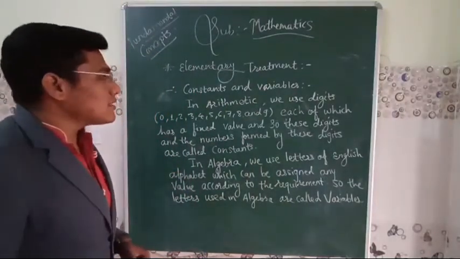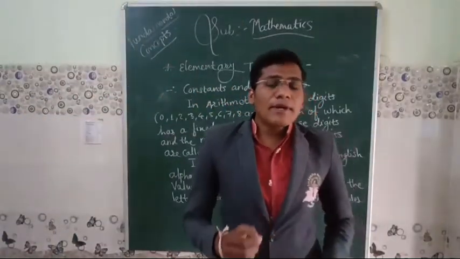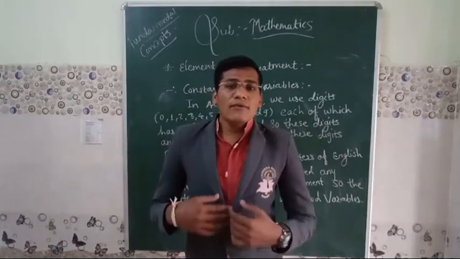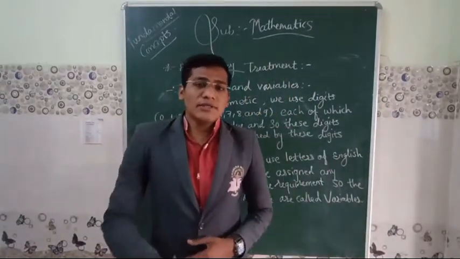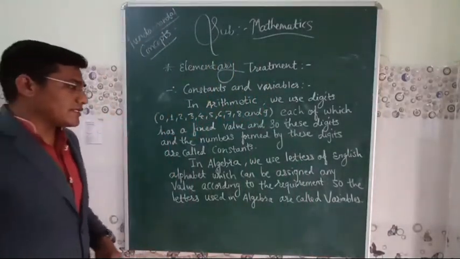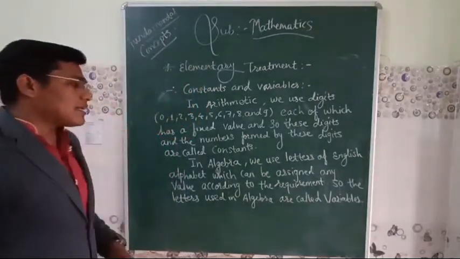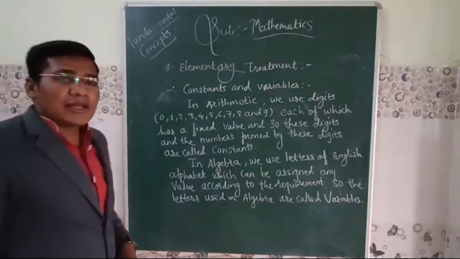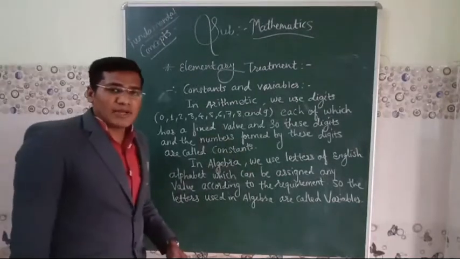Now the next one is variables. So what do you mean by variables? Variable means that particular value has variations in it. Means we can put a value in the place of that value. In algebra we use the letters of the English alphabet from A to Z, which can be assigned any value according to the requirement. So the letters used in algebra are called variables.